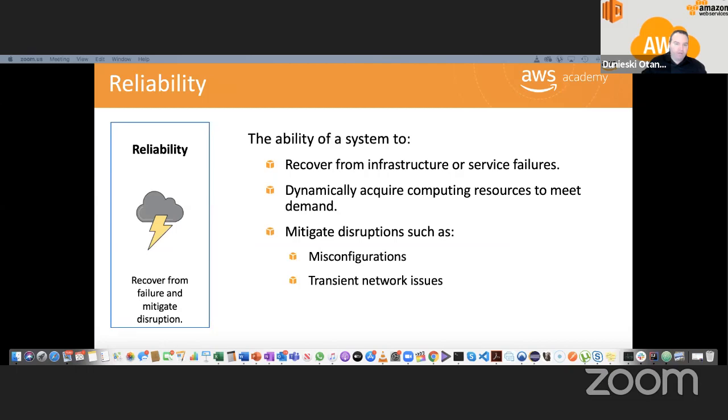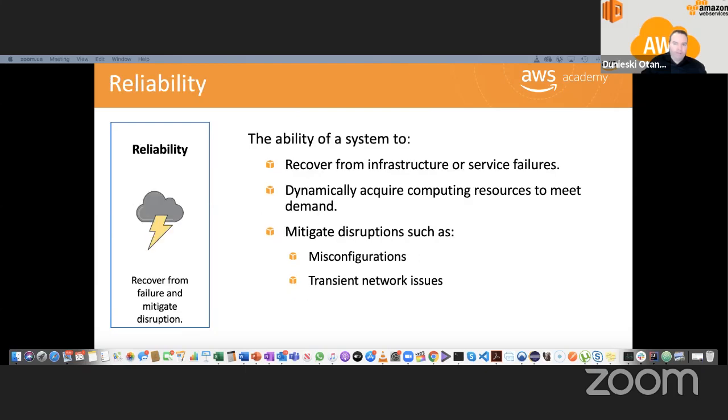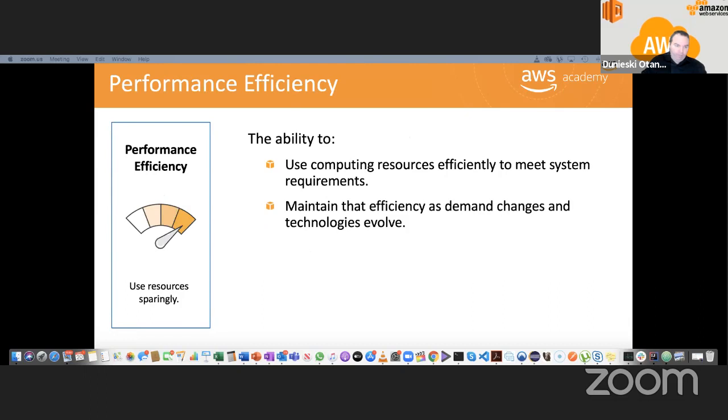So this is very similar to this one here, to reliability, right? Dynamically acquire computer resources to meet demand. They're all working together. So an efficient service or system is the one, like I said before, that has to be open to new changes because technology evolves every day. Every day people are creating new things, and your system has to be able to evolve over time.